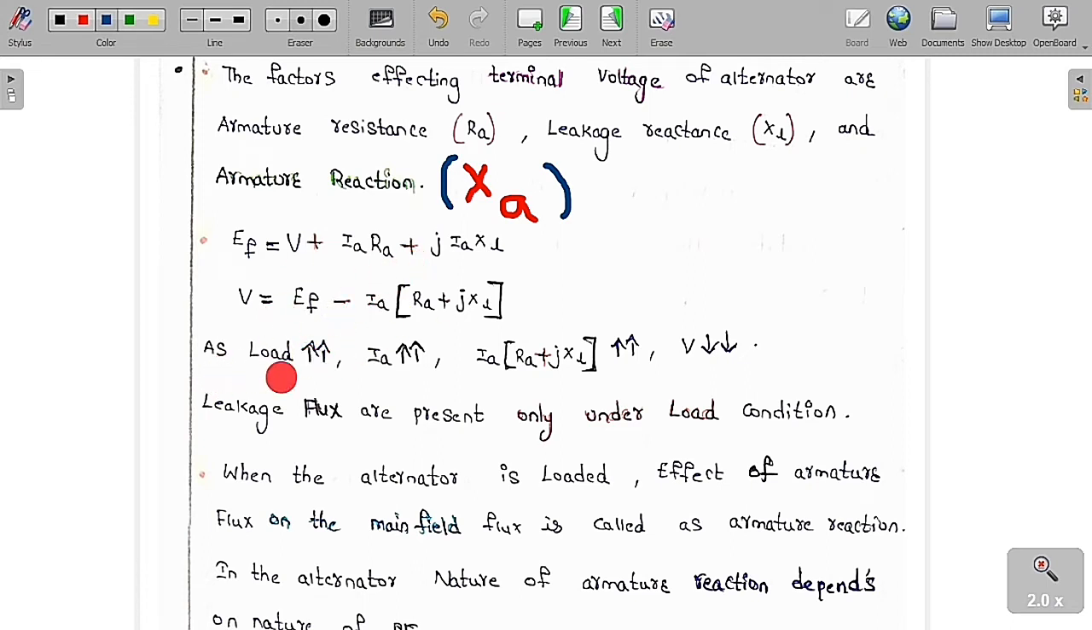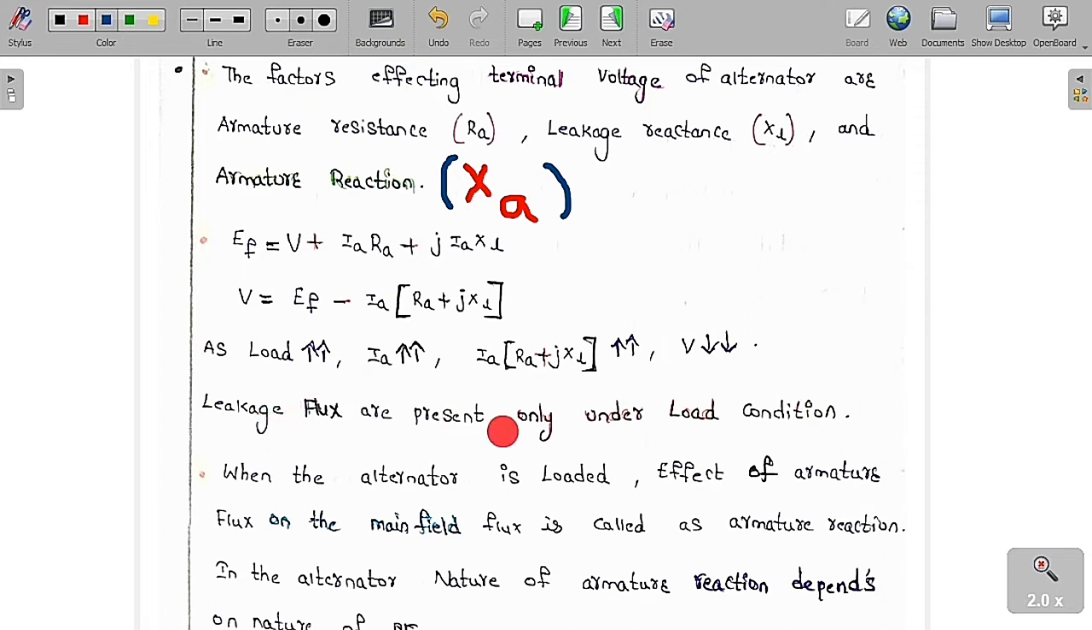So whenever the load increases, current IA increases. So this drop is going to increase, and the terminal voltage will decrease. So simply we can say that as the load increases, current IA increases, this drop will increase, and therefore the terminal voltage will decrease.